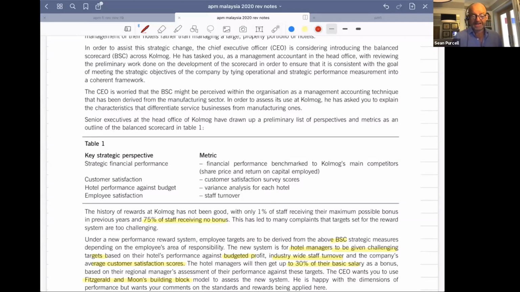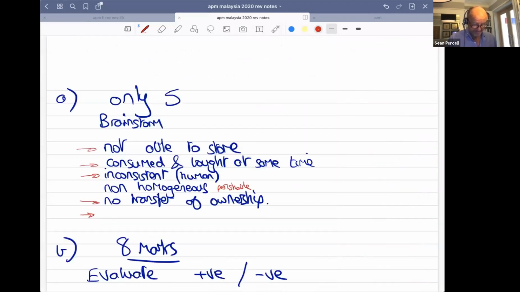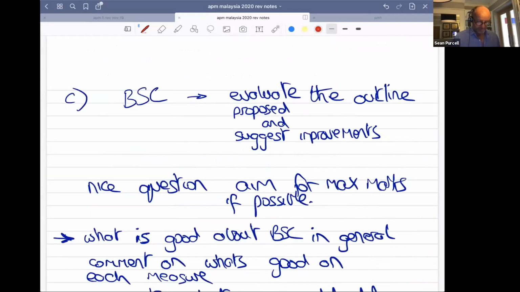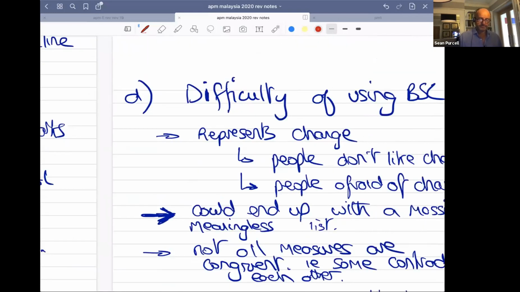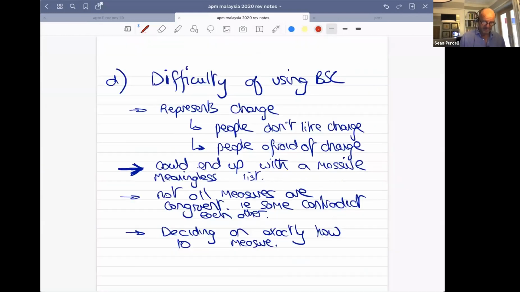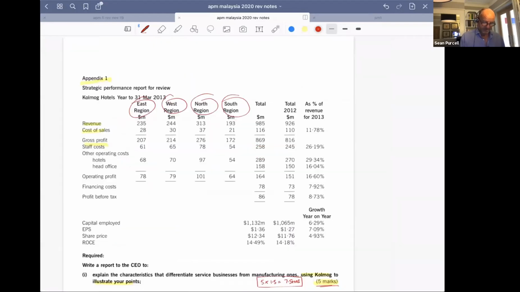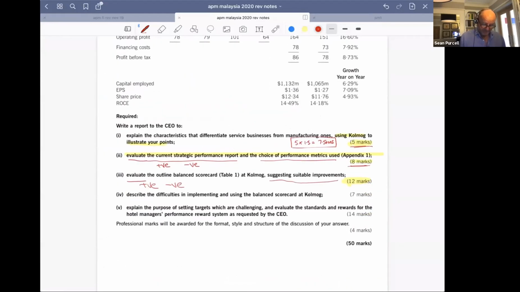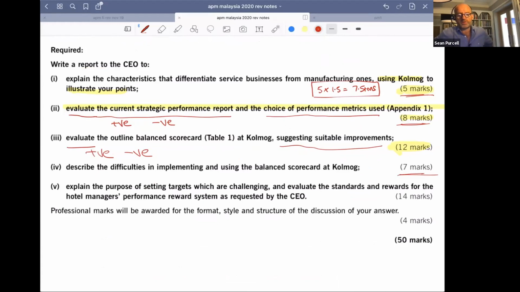So we have to keep going on this, I would suggest, until in our plan we know we're getting close to the 12 marks. The next question, just to show you, what is the difficulty? There's only 7 marks, so half the length of answer, but what is the difficulty in implementing? Well, because it's change. So describe the difficulties. People are afraid of change. They don't like change. They're resistant to change. They don't understand it.